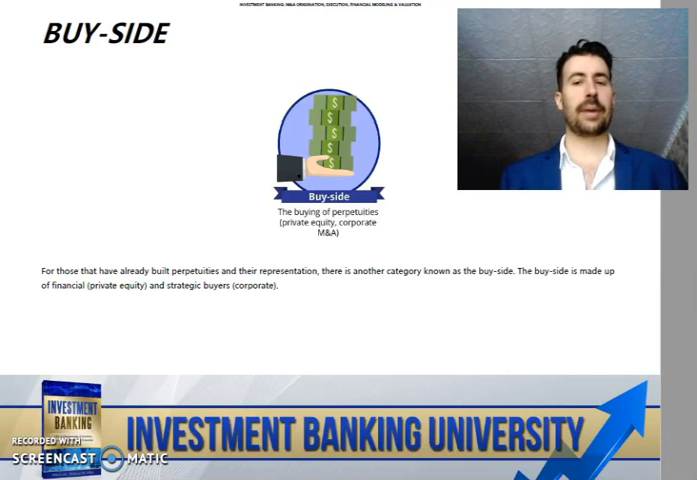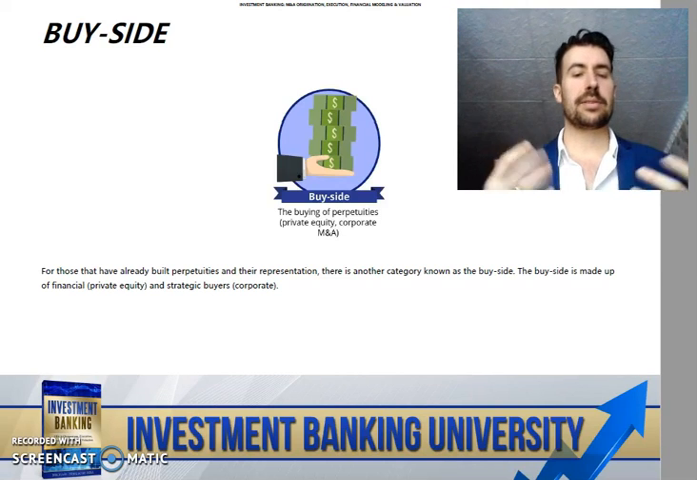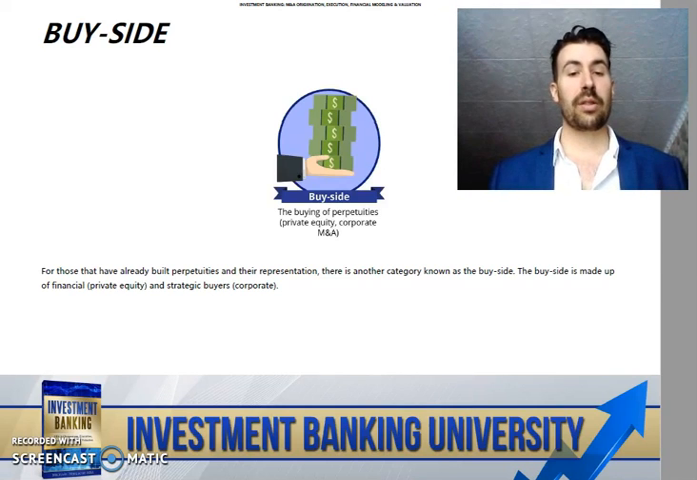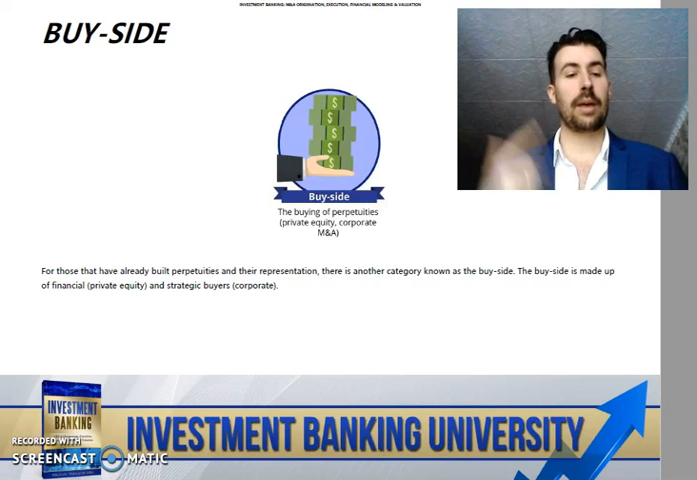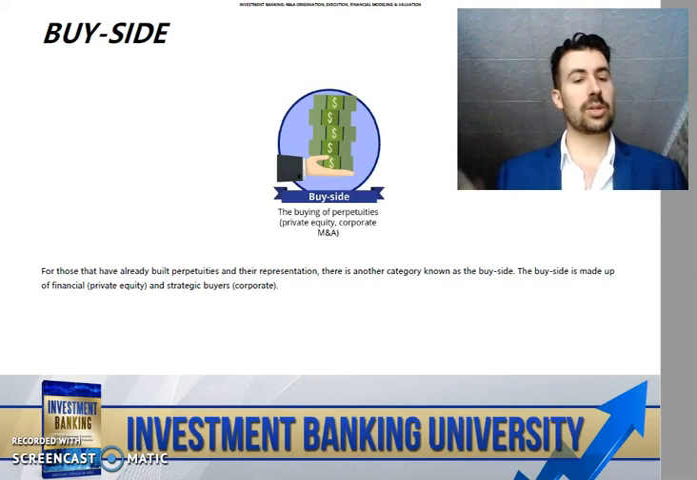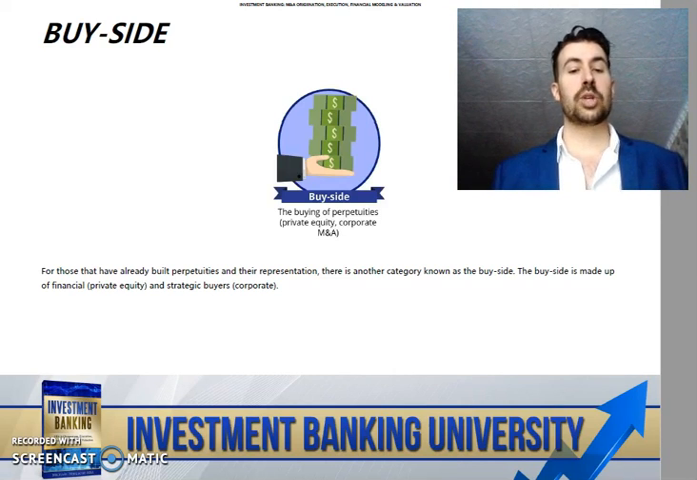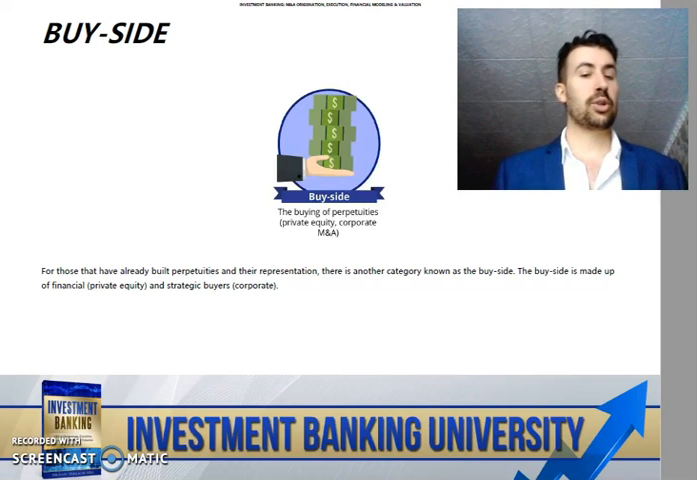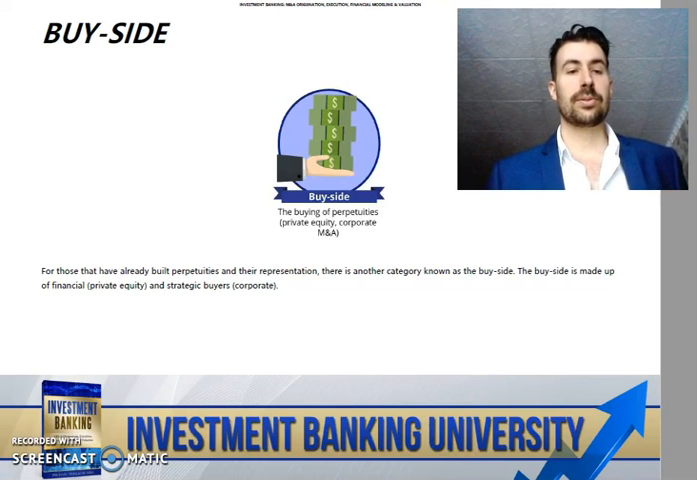This is our investment banking course, and we are at the third side of the perpetuity, the buy side. And on the buy side, the key question is how to buy a perpetuity. Of course, we're dealing with the buying of perpetuities by private equity groups and corporate M&A departments within corporations. So for those that have already built perpetuities and their representation, there's another category known as the buy side. The buy side is made up of financial buyers, private equity groups, and strategic buyers, corporations.